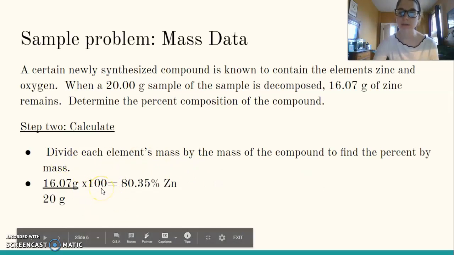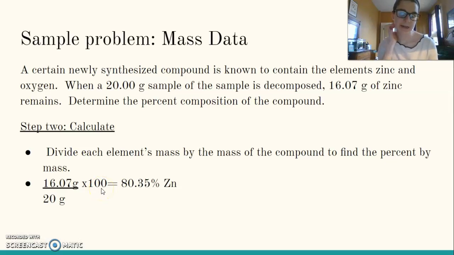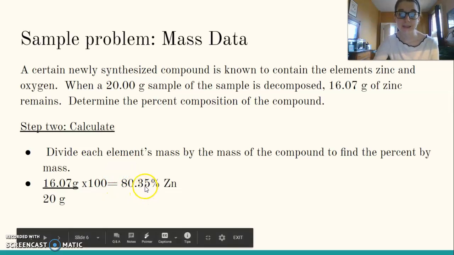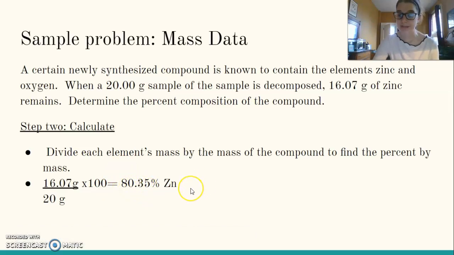This multiplication by 100 is very important. Based on the poll that we did on Thursday, seems like a few of us kind of forget to do that to calculate to percent. So you could say that it is 0.8035 zinc, okay?